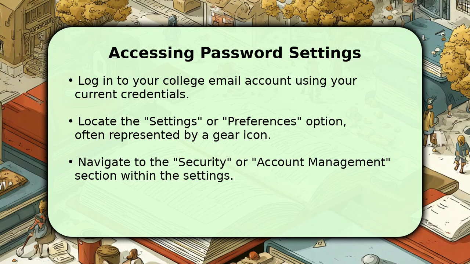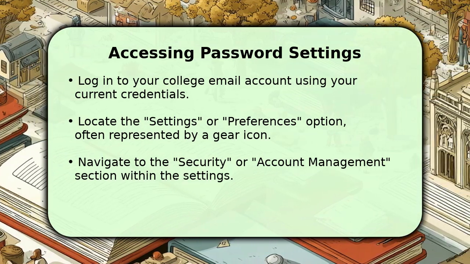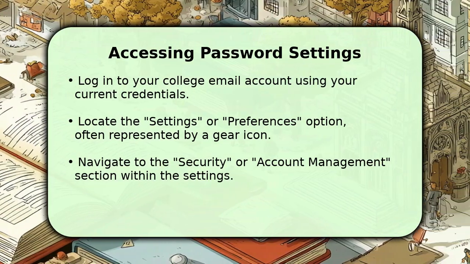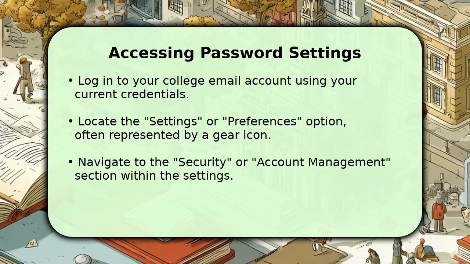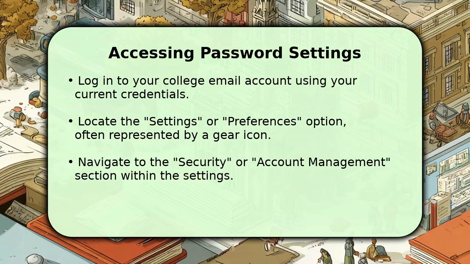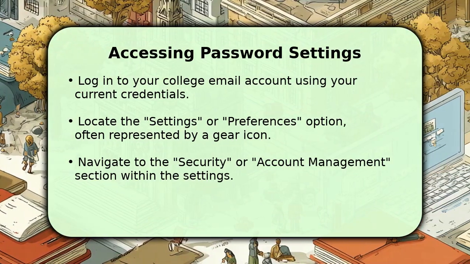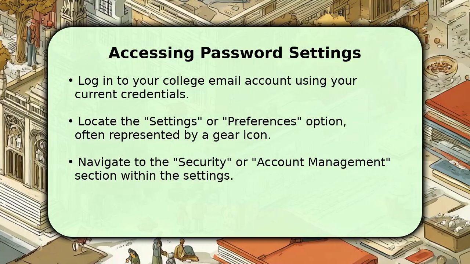Once you are logged into your college email, begin by looking for the Settings or Preferences option, usually marked by a small gear icon in the top right corner. Clicking this will open a menu where you should find sections like Security or Account Management. Within these areas, you will typically see a clear link or button labeled Change Password. This path leads you directly to where you can update your security.